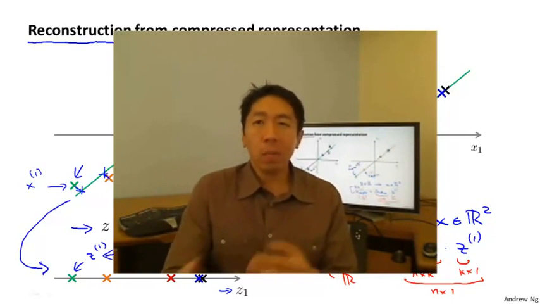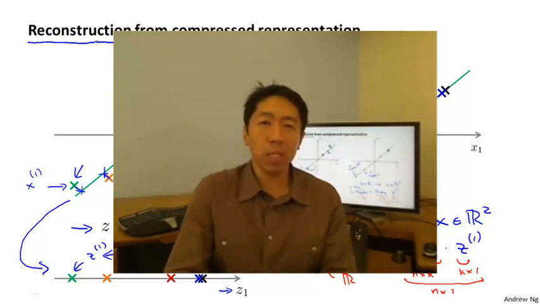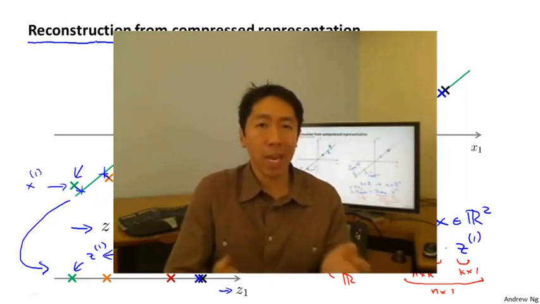Now that you know how to implement and apply PCA, what I'd like to do next is talk about some of the mechanics of how to actually use PCA well. And in particular, in the next video, I'd like to talk about how to choose K, which is how to choose the dimension of this reduced representation vector Z.